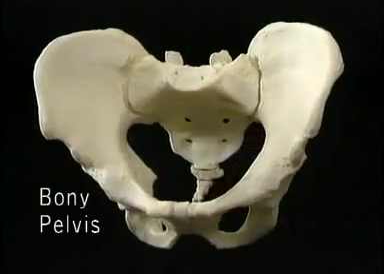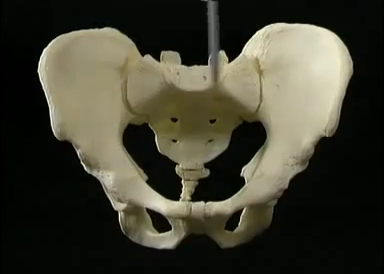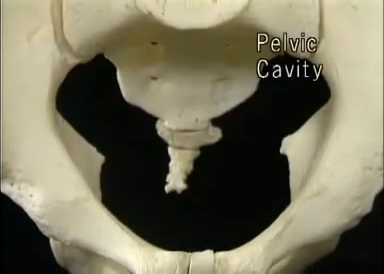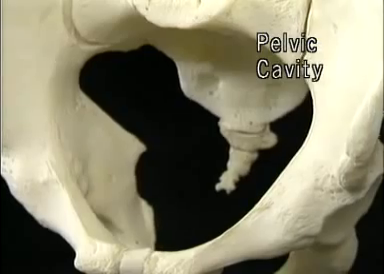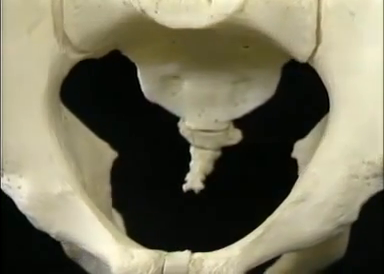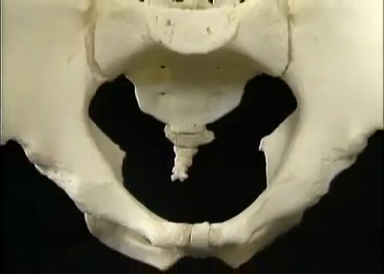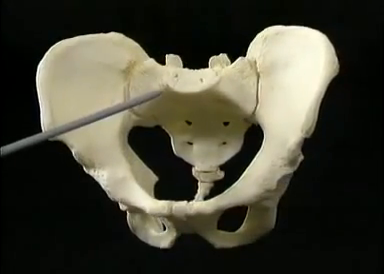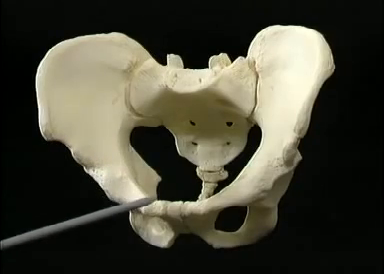This is the bony pelvis, consisting of the sacrum and the two hip bones. This is the pelvic cavity. It's the deep and narrow space that's enclosed by the sacrum, the lower parts of the hip bones, and by ligaments and muscles that we'll see in the next section. The pelvic cavity is continuous with the abdominal cavity here, at the pelvic brim, which we'll return to in a minute.